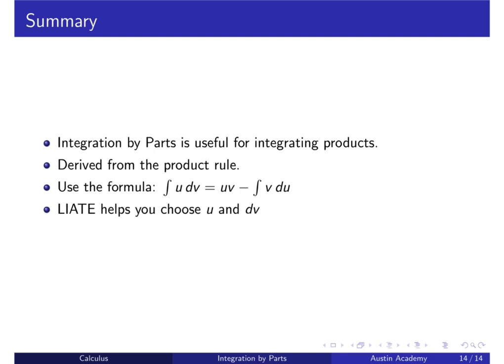Summary. Integration by parts helps integrate products. It comes from the product rule and uses the formula: the integral of u dv equals uv minus the integral of v du. Use the LIATE rule to choose u and dv effectively. And that wraps up episode 19 on integration by parts.